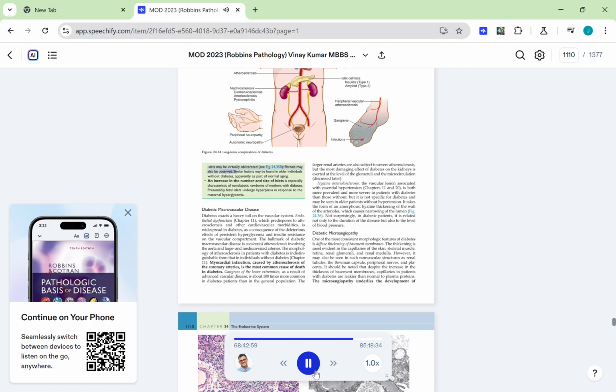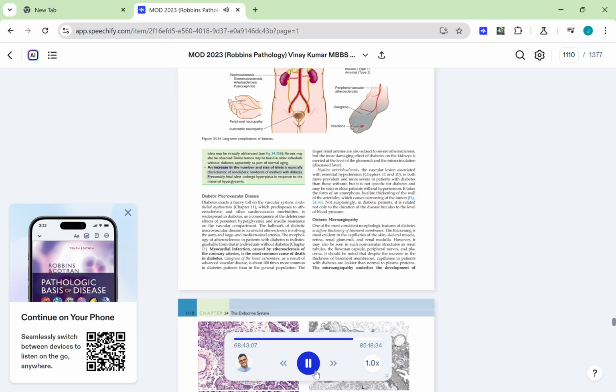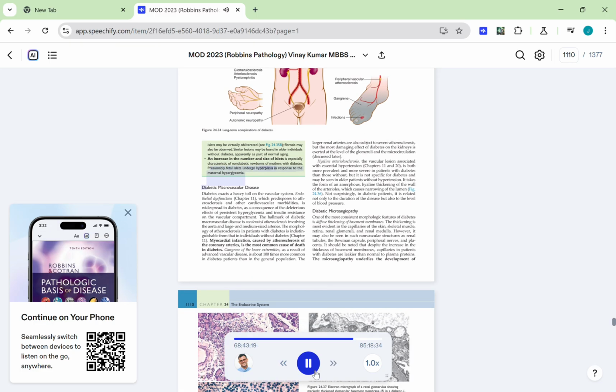Fibrosis may also be observed. Similar lesions may be found in older individuals without diabetes, apparently as part of normal aging. An increase in the number and size of islets is especially characteristic of non-diabetic newborns of mothers with diabetes. Presumably, fetal islets undergo hyperplasia in response to the maternal hyperglycemia.